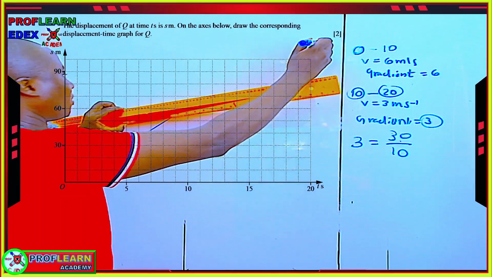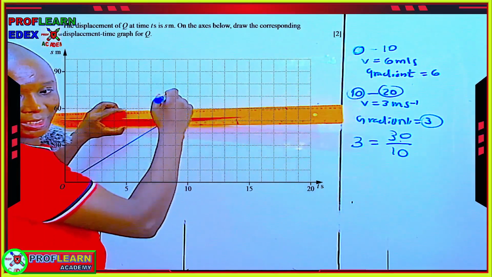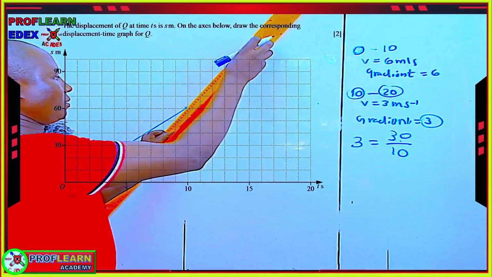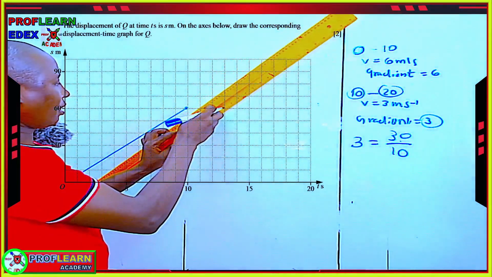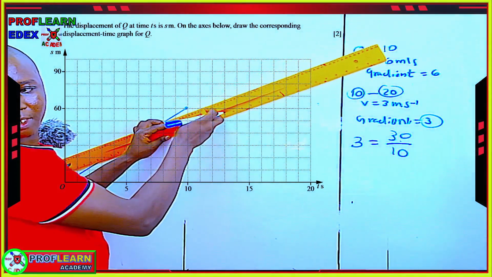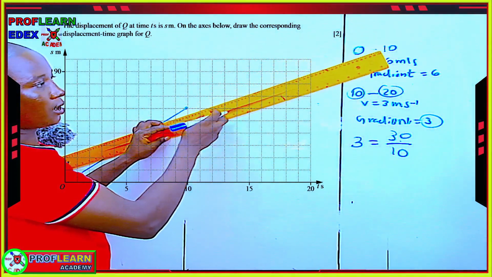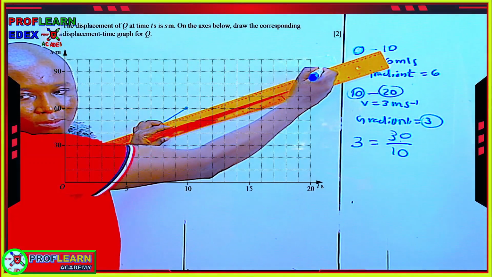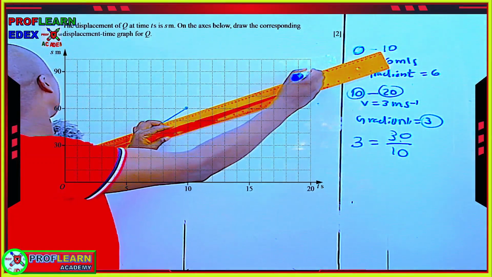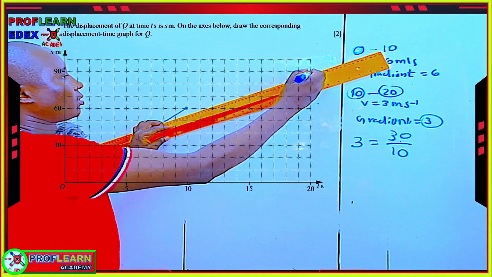so that it will end up where? 60 plus 30 will give us 90. So my graph will be like that. I have to adjust it until it's at the point where it's 90. 90 will be somewhere up here.